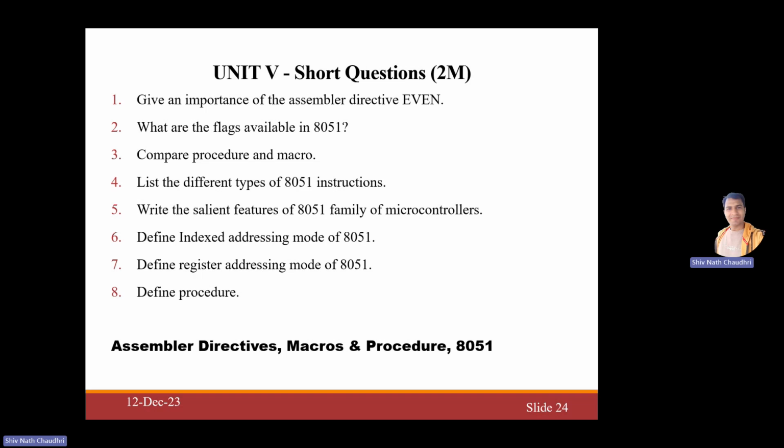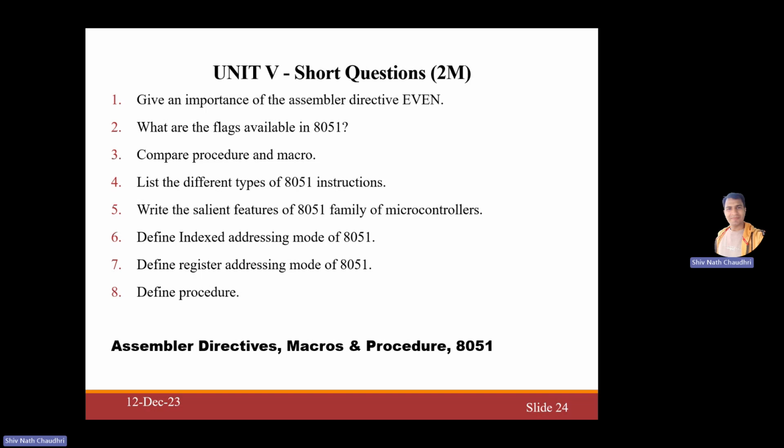So like this, for each assembler directive, you have some function and you have some keyword. So you have to go through all the assembler directives. I think there are a total of 28 assembler directives. I have covered all of them in the class notes. If some are not defined in the class notes, you can go through whatever is defined there, and for the others you can search for other notes or other resources to know about each assembler directive. The second question asks what are the flags available in 8051.